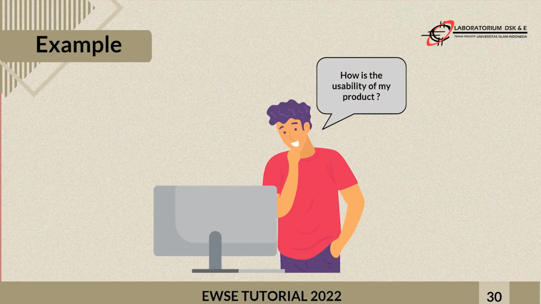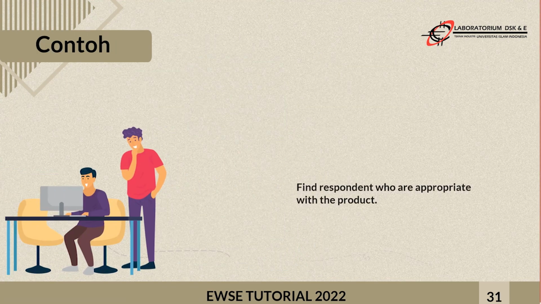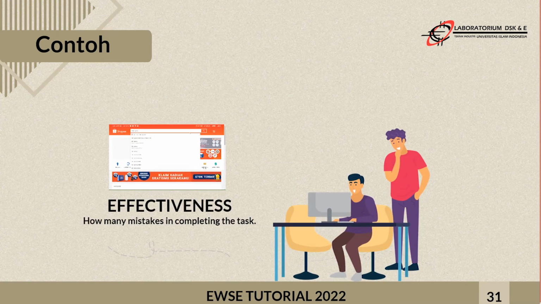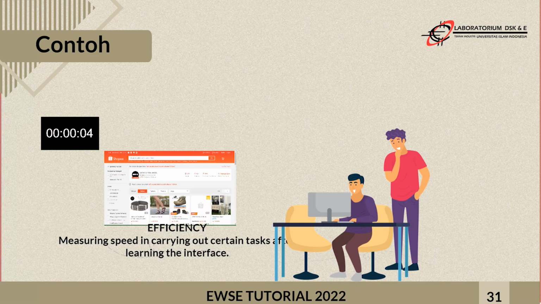Okay, this is an example of the tutorial. There is a man asking about the product, is it already effective or efficient? First, find respondents who are appropriate for the product. Remember, goal or task-based scenarios describe only what the users want to do, not including information on how the user will resolve the scenario. Let the respondent find the goal. Effectiveness: how many mistakes in completing the task. Efficiency: measuring speed in carrying out certain tasks after learning the interface.